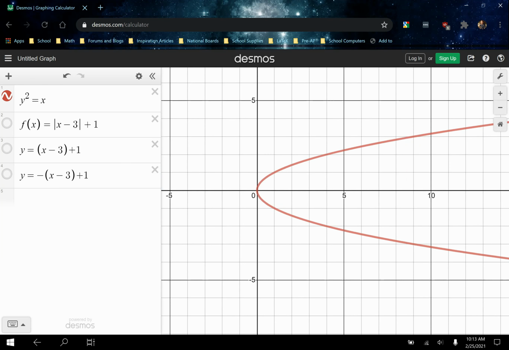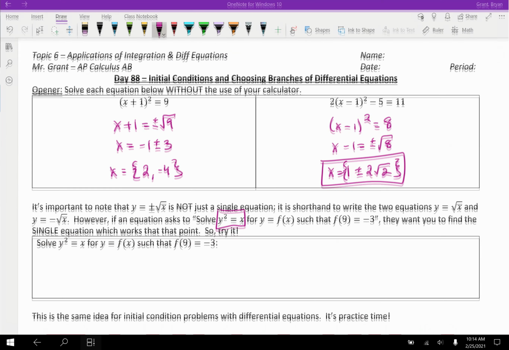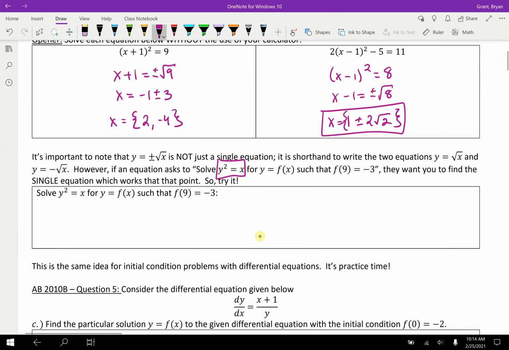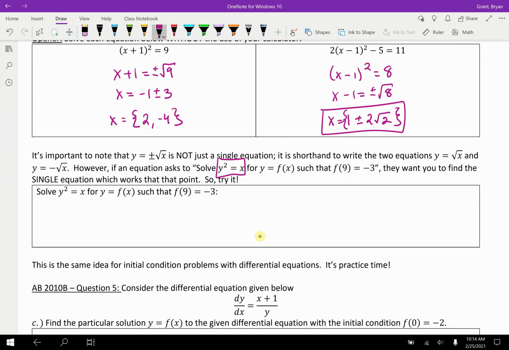I have it up on the board. It's a sideways parabola. It's a parabola that starts at 0, 0 and wraps around the x-axis instead of the y. It's not a function. It doesn't pass the vertical line test, but it is a parabola, just a sideways opening one. Now, if they asked you to solve this equation, or rather put it in the form of y equals f of x, that of course means you should isolate y.